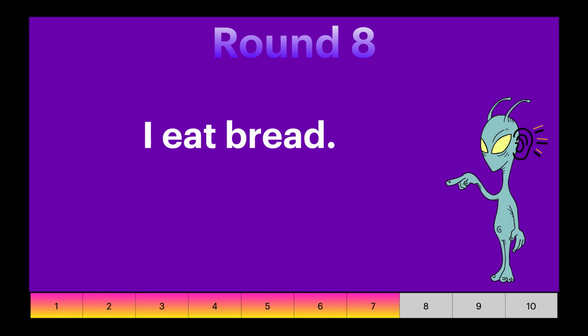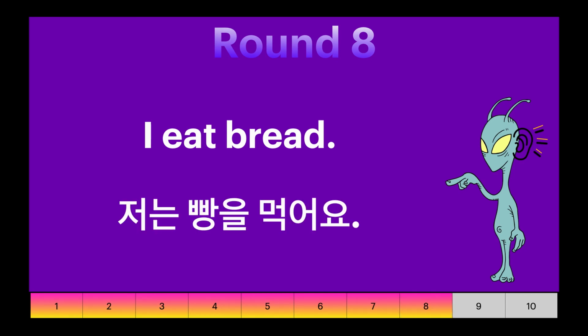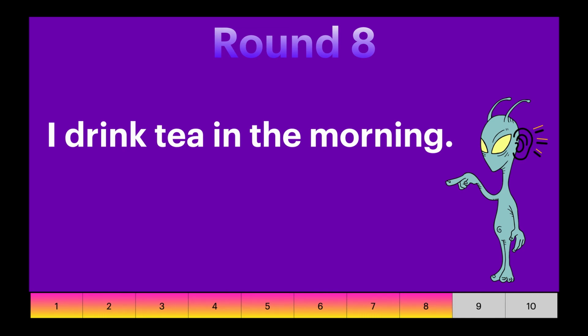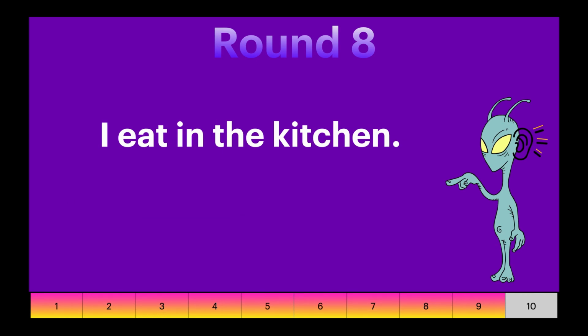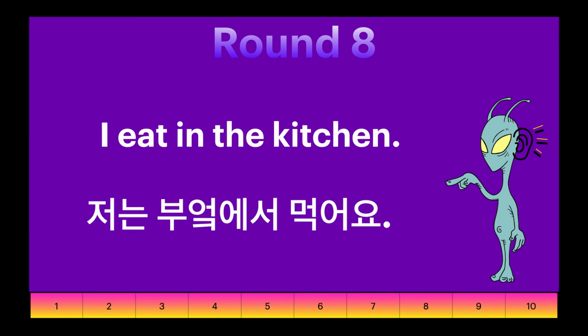I eat bread. 저는 빵을 먹어요. I drink tea in the morning. 저는 아침에 차를 마셔요. I eat in the kitchen. 저는 부엌에서 먹어요.